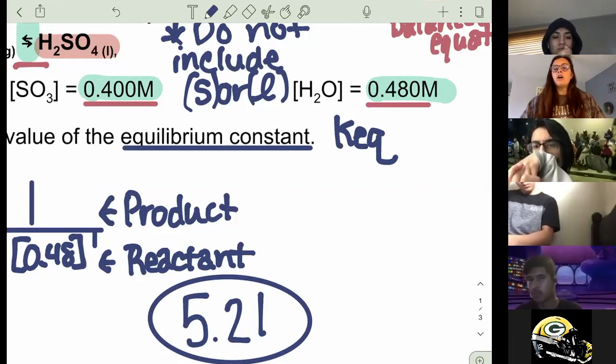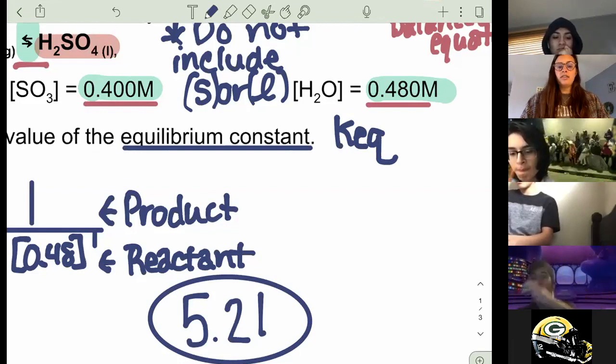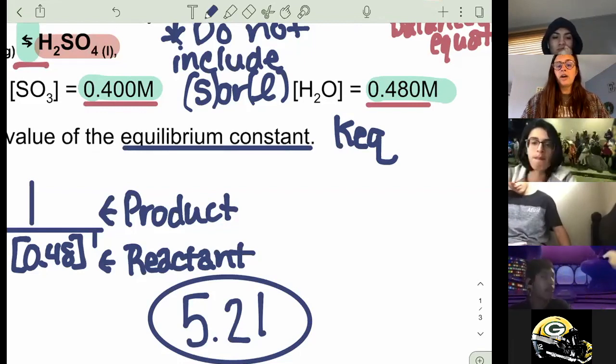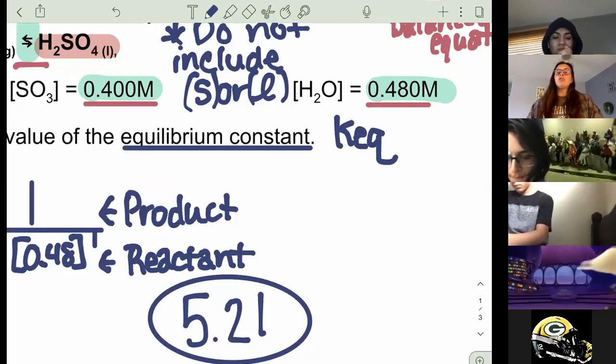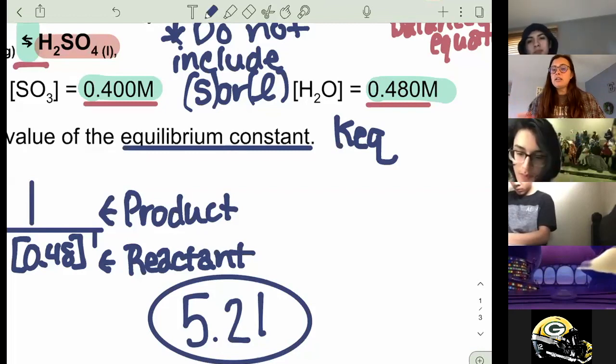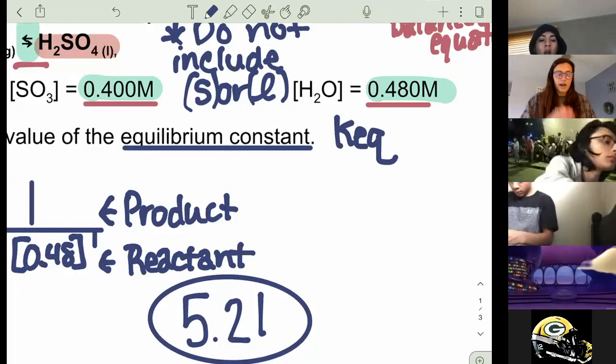Now we need to know why Miss Edge is making us solve for this equilibrium constant. Equilibrium constants tell us whether the equation is going to favor the reactants or the products, which direction it favors. Because remember, in equilibrium, it is a reversible reaction. Your reactants can make products, and your products can make reactants.